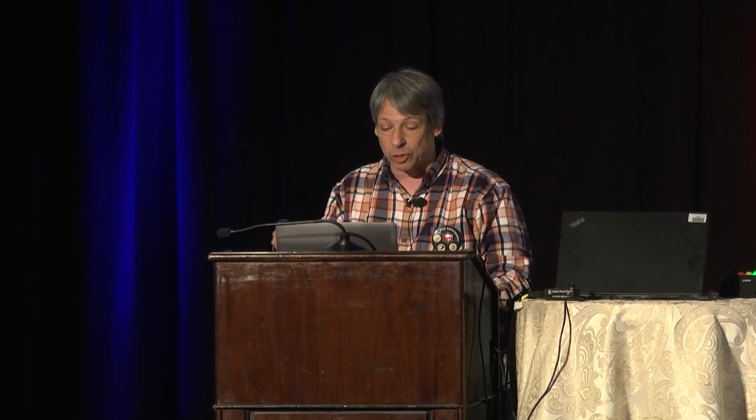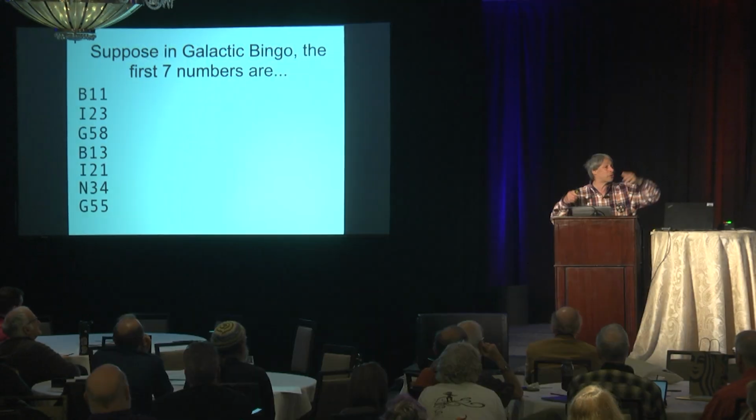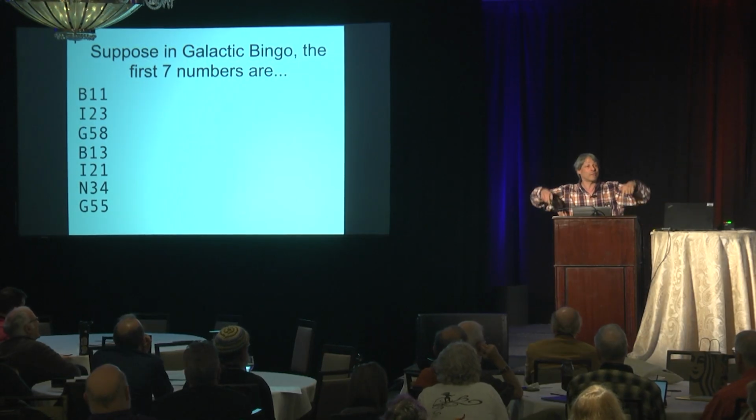I call it galactic bingo. Imagine every creature in the universe has their own bingo card, okay? And now suppose we're playing galactic bingo, and the first 7 numbers look like this. By the way, these are Fibonacci numbers. And I'll announce that if you love Fibonacci numbers, the International Conference on Fibonacci numbers will be this summer, this July 8 to 13, at Harvey Mudd College where I am. So if you're interested, come.